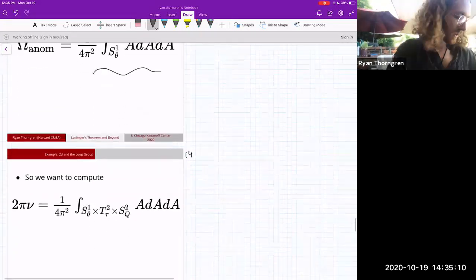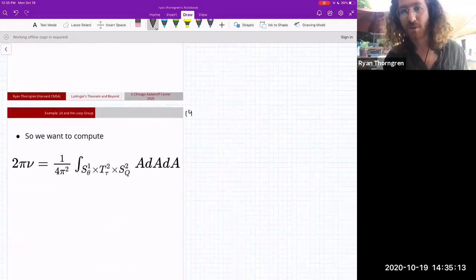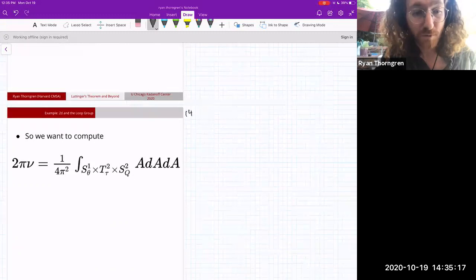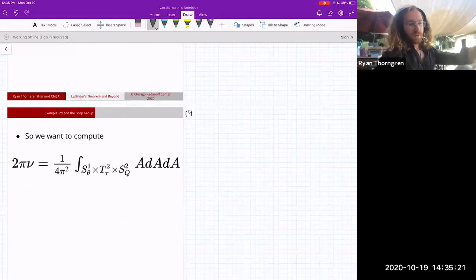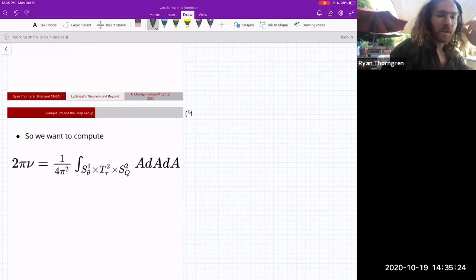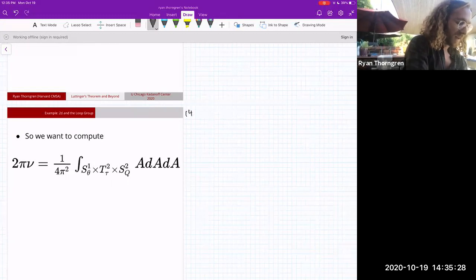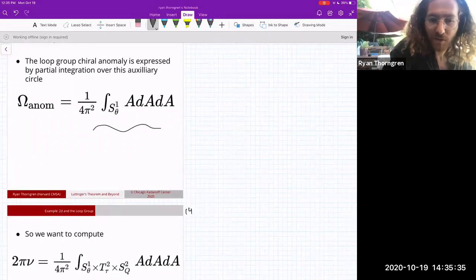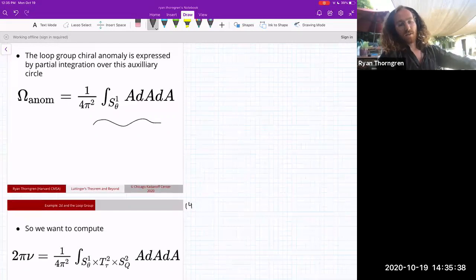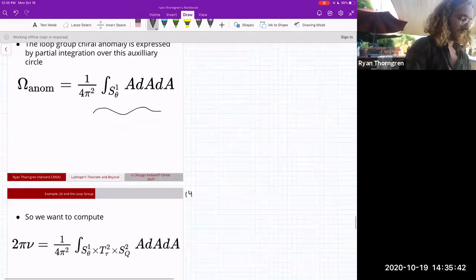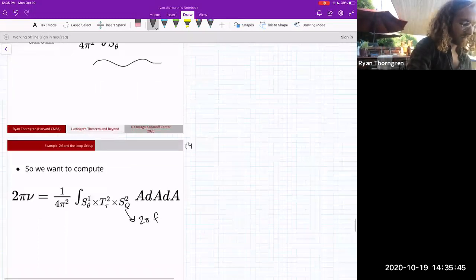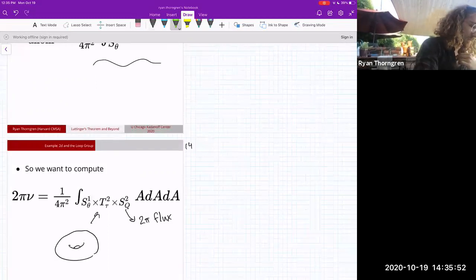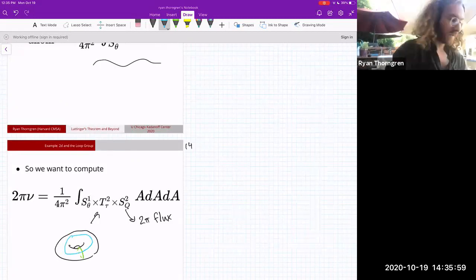So let's talk about how the anomaly matching works for the loop group symmetry. So we want to compute the integral of our anomaly polynomial along this background, T2 times S2. But now we have this extra S1 that's part of the integral just because of the definition of omega involving this integral over S1. Now we need to define the background appropriately. So along the S2, we want to have a 2 pi flux. And along the T2, recall we want one of the loops to have one translation generator and the other loop to have the other translation generator. So what are these translation generators?